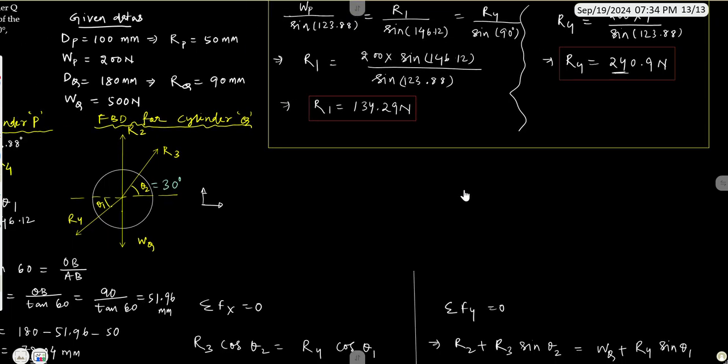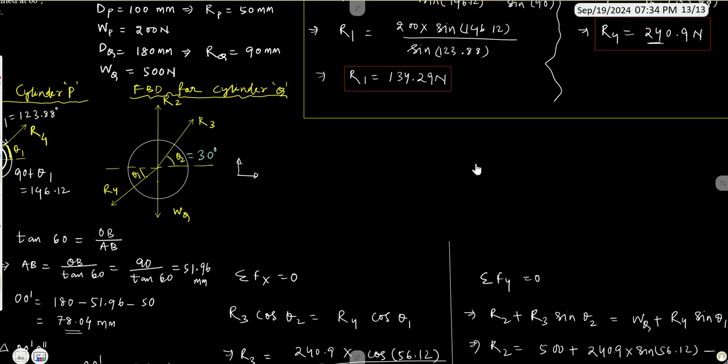Right now, for finding the rest of the contact forces or the contact reactions, we need to apply the equilibrium equations or Lami's theorem to the cylinder Q. Right, the free body diagram of the cylinder Q. Now, when we are going to the free body diagram of cylinder Q, here you can see that there are basically four forces. And if we want to apply Lami's equation, then at least for that we should have three forces under equilibrium.